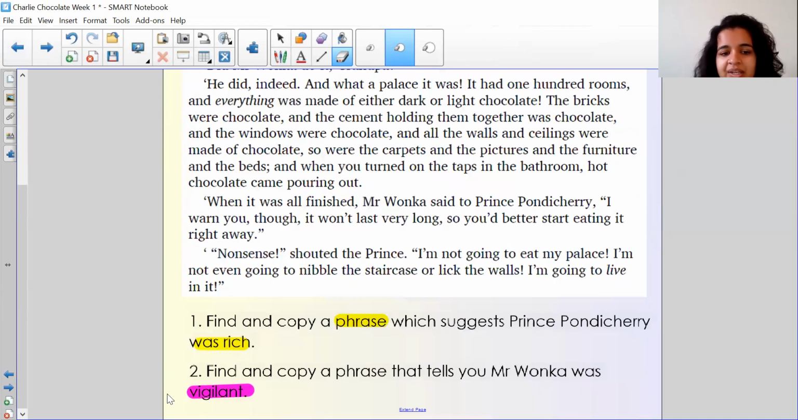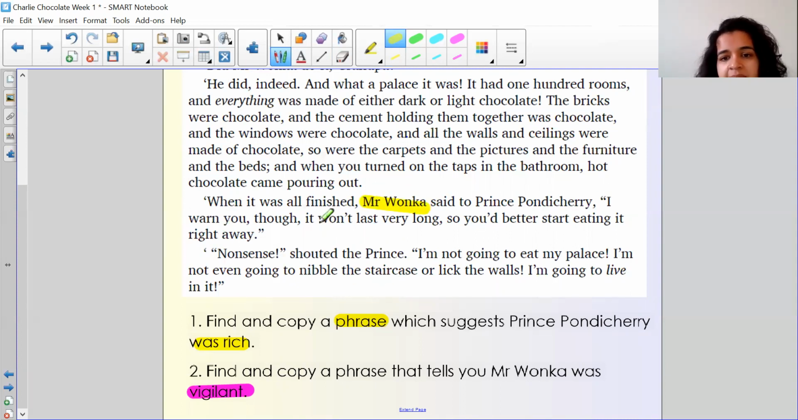Okay? So, number 2, I highlighted that word vigilant, which means he's always on the alert. He's always cautious. He's always careful. He always is looking and warning people. Okay? So, which phrase tells us that Mr. Wonka was vigilant? Okay? So, you're looking for Mr. Wonka, and here we go. Okay, we found Mr. Wonka there.